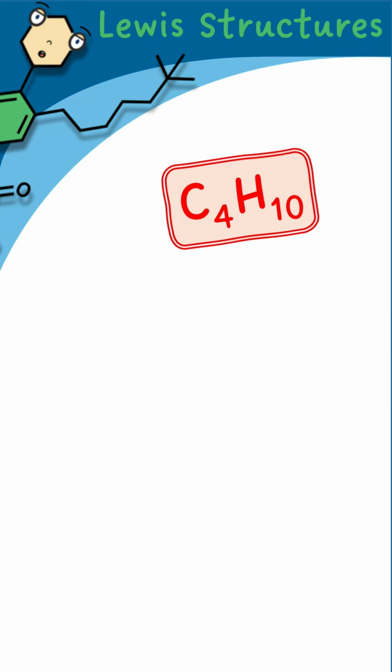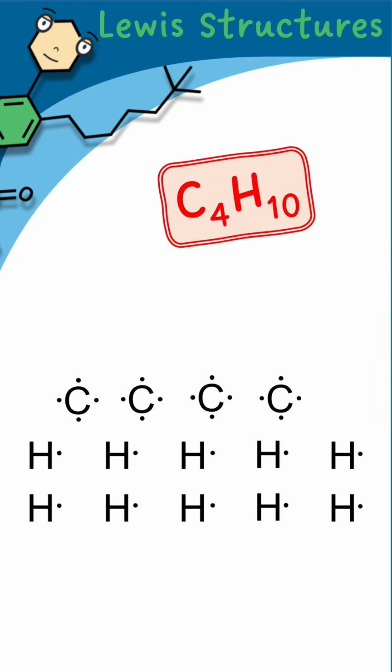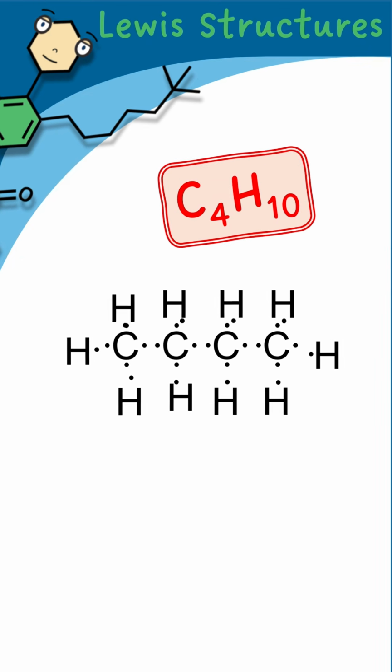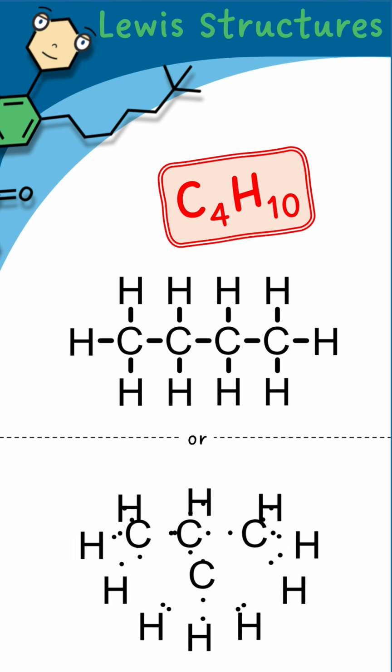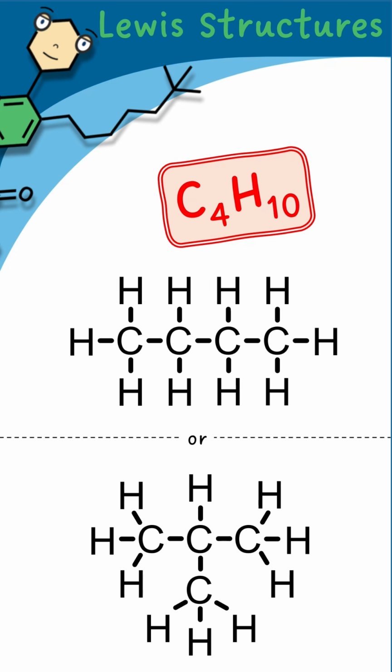Now, many times, there are multiple Lewis structures that can be written for a given molecular formula, like in C4H10. And we call these ones constitutional or structural isomers, which we will cover in more detail in another video.